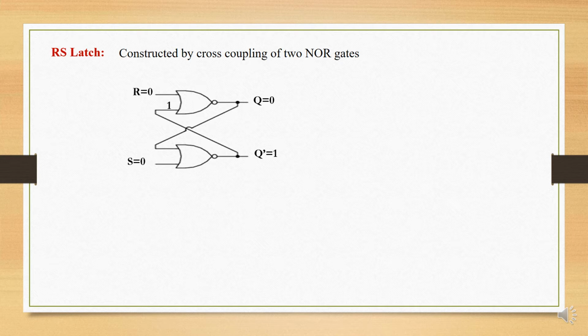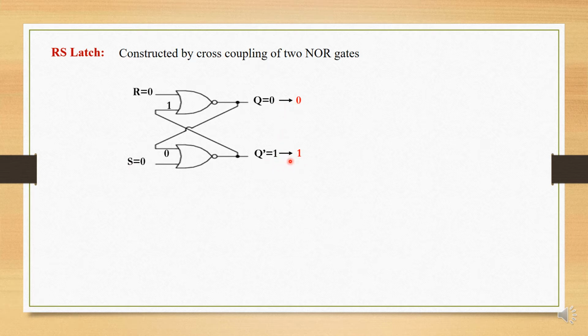So 0 or 1 is 1, complementary is 0. So the new state is 0 at Q. The same thing is given back to one of the inputs of the second NOR gate. So 0 or 0 is 0, complementary is 1. So if we observe the previous state here, Q was 0 and Q bar was 1, and after applying R equal to 0, S equal to 0, we are retaining back the same state.